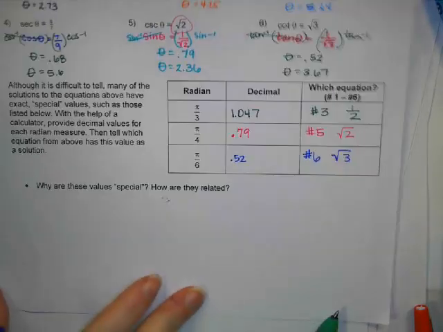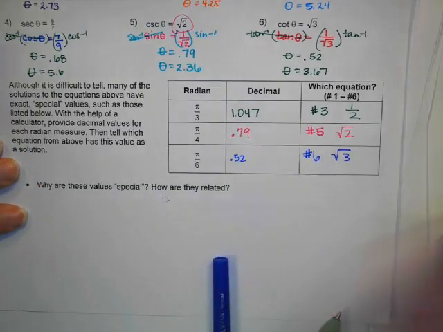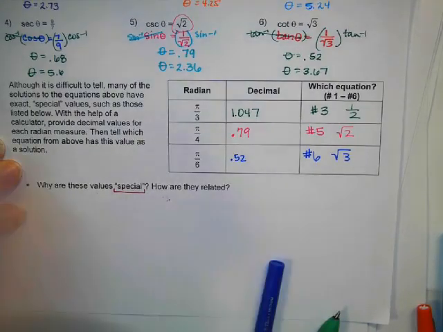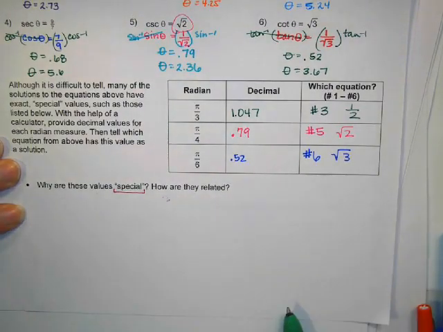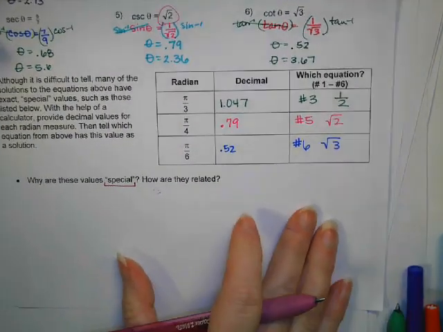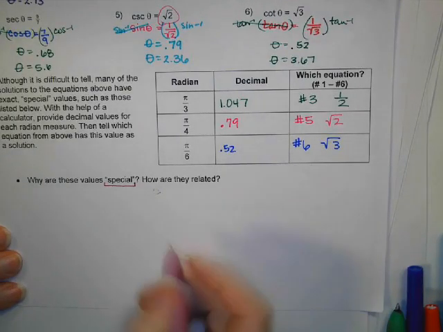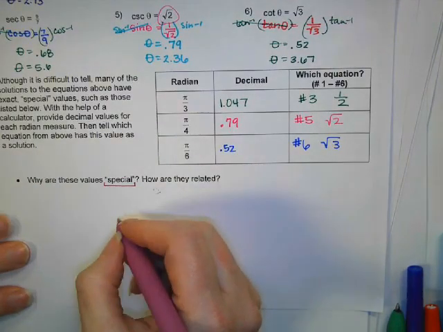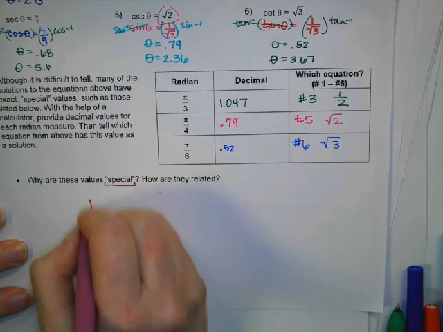Why are these values special? Because you can multiply them by like 180 or something, you get the degree. Oh, that's a good thought. They're special because they come from special right triangles. I'm special because I came from my ancestors.